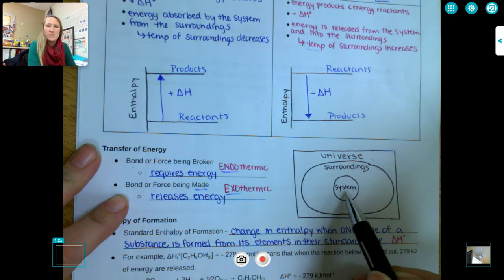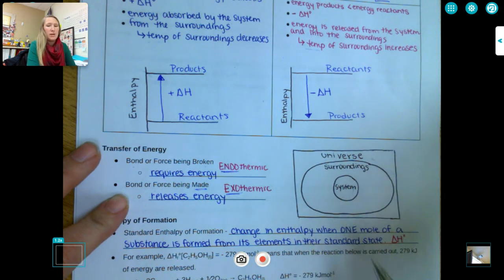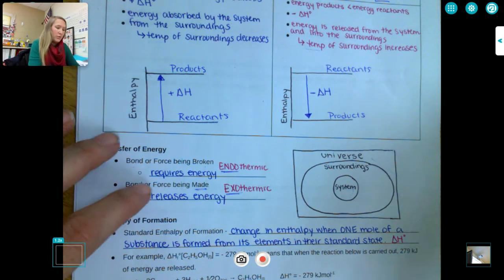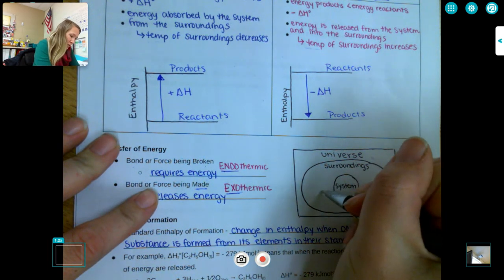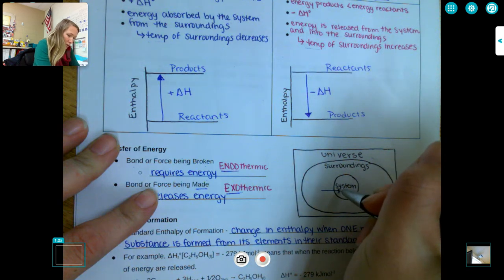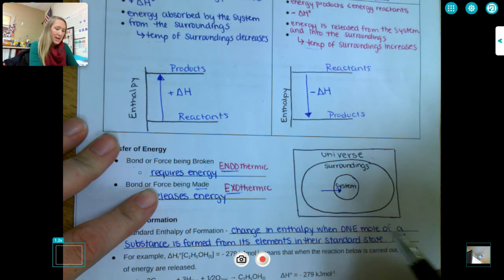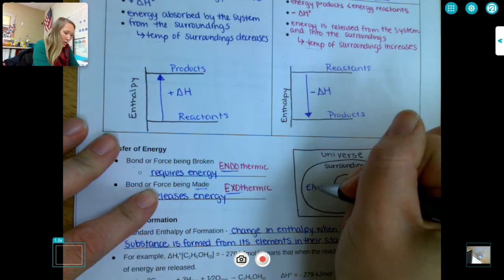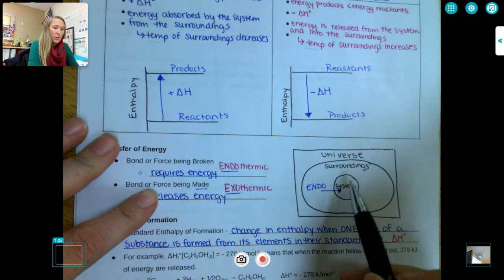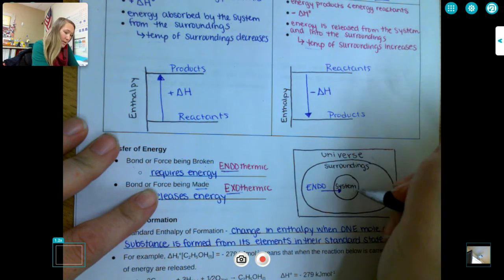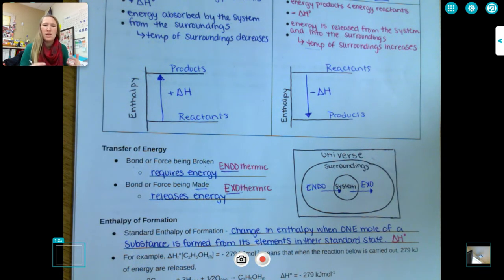If I am looking at the universe, and in my universe, I have my surroundings and then I have my system. So your system is like your chemical reaction. Surroundings would be like the water around it that you'd be measuring the temperature of. If energy goes from the surroundings to my system, so my system is absorbing energy, that is endothermic. Okay, and I'm focused on my system. If my system releases energy to my surroundings, that is exothermic. Okay, so it's just another way to kind of think about or visualize what we're seeing and talking about.